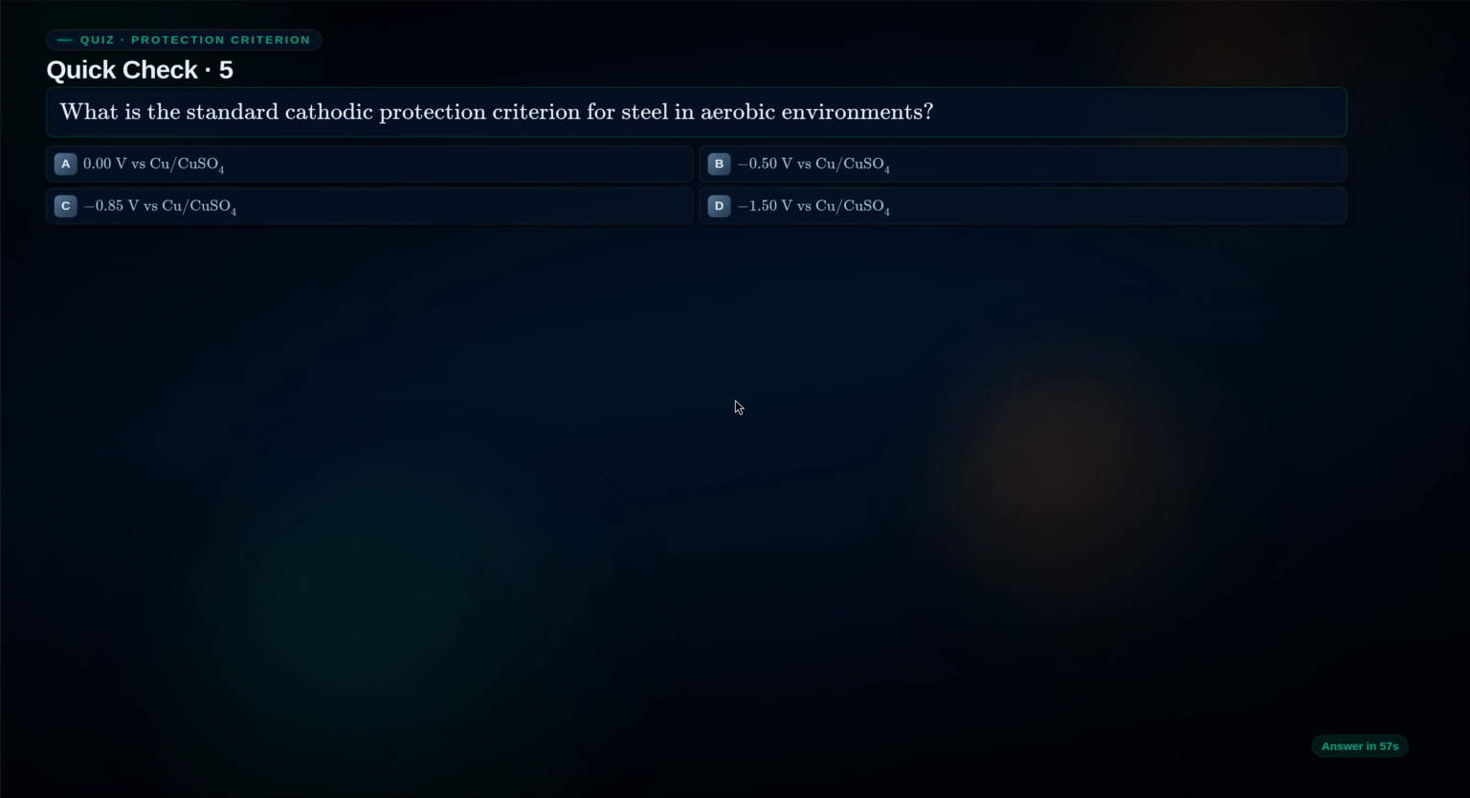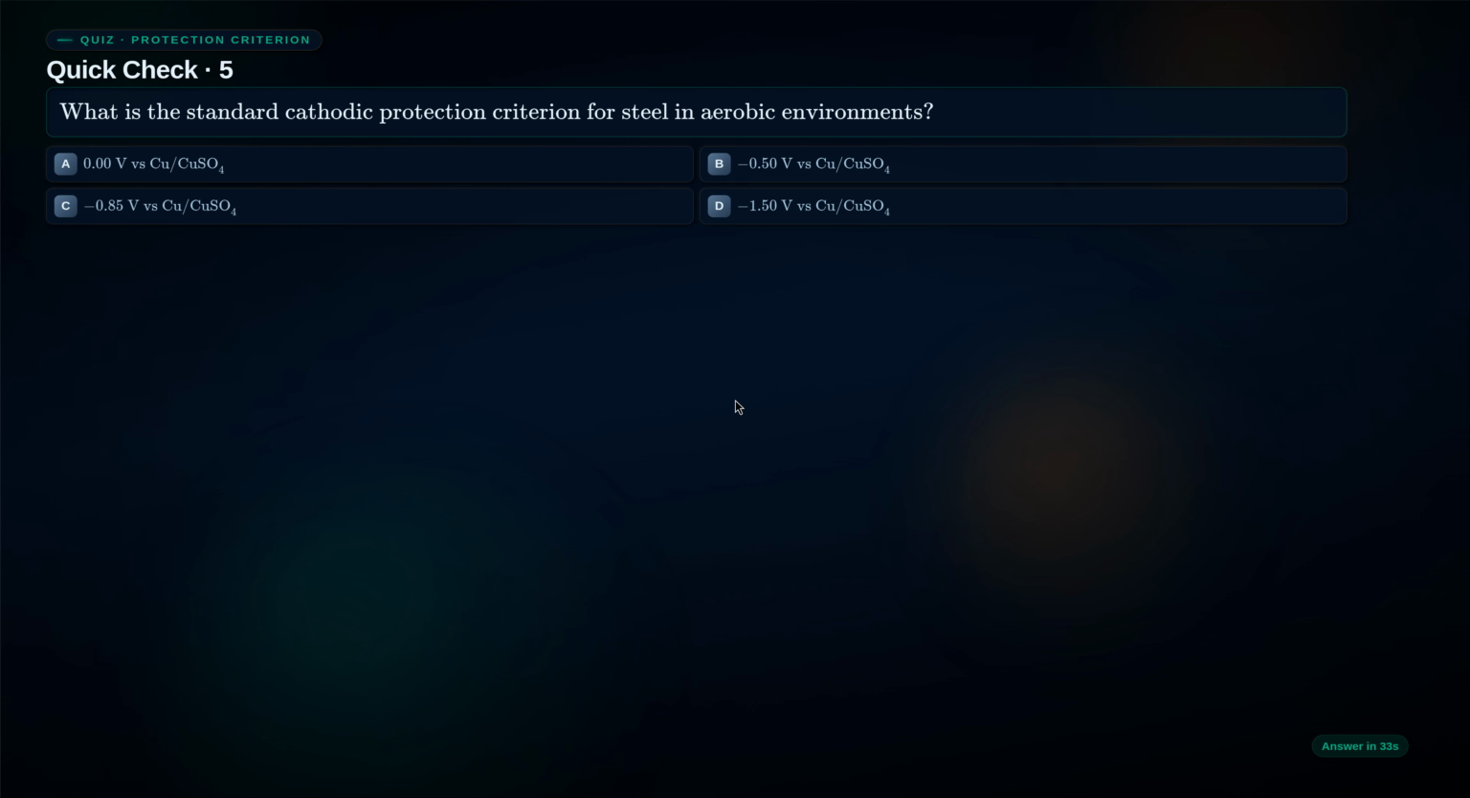Quiz question 5. What is the standard cathodic protection criterion for steel in aerobic environments? Option A, 0.00 volts versus copper sulfate. Option B, negative 0.50 volts. Option C, negative 0.85 volts. Option D, negative 1.50 volts.